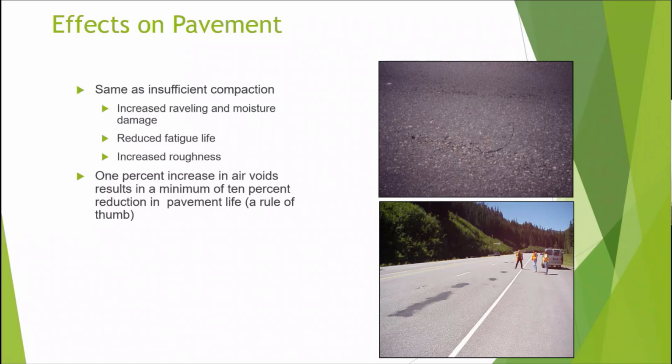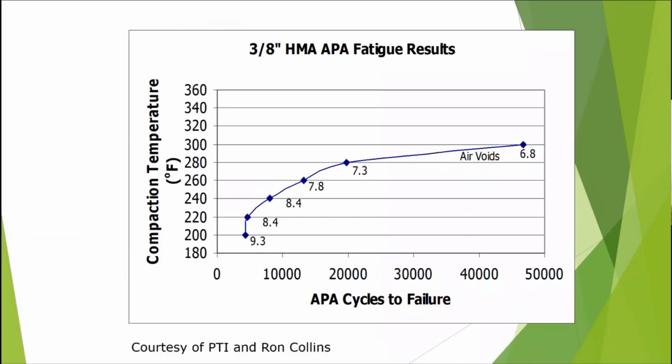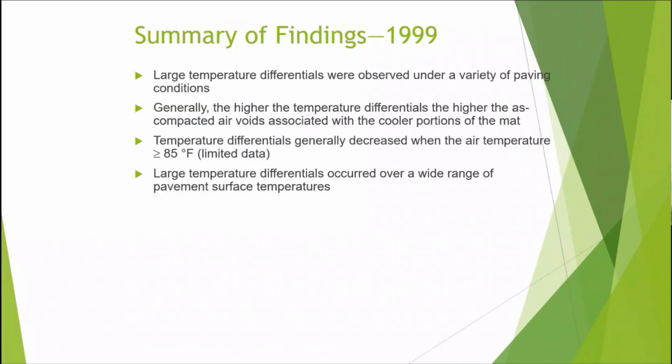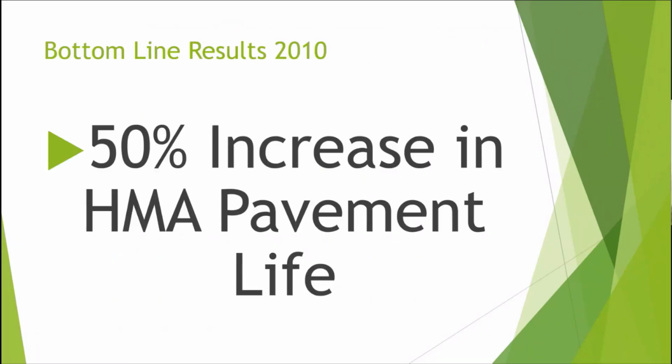And that's why, because if you don't get an effective roller pass, right temperature, right number of passes, basically, as Amy's report showed, a 1% increase in air voids takes off 10% of my pavement life. 20 years becomes 18 years. And that's been proven in a lot of data.